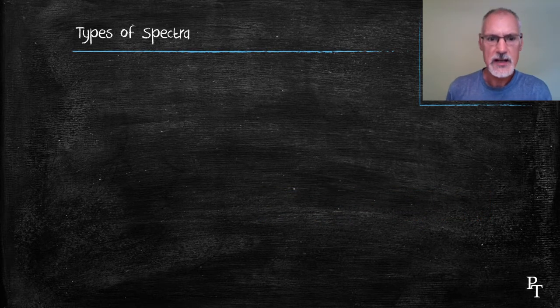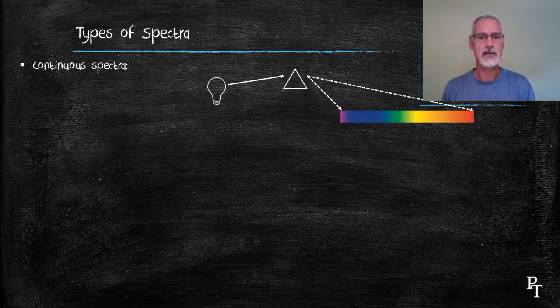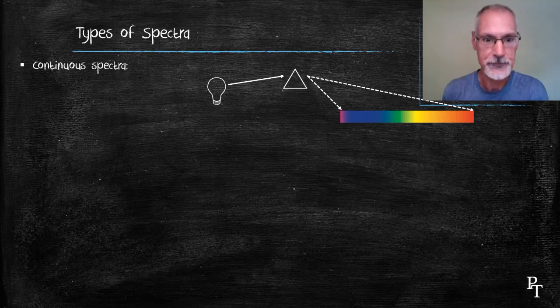Spectra. I'm going to take briefly a look at 3 types of spectra. I'll begin with what many of us are familiar with. If we pass white light through a prism, we can break it down into its component colors: red, orange, yellow, green, blue, and violet. They all blend one into another in a continuous spread of color.